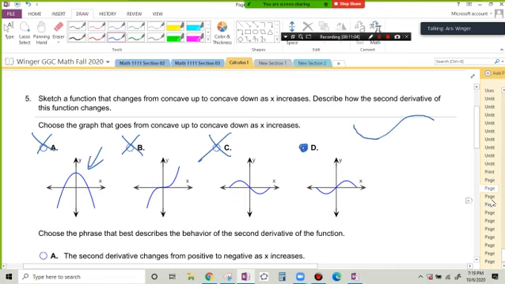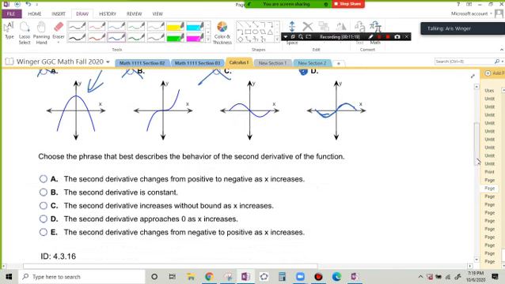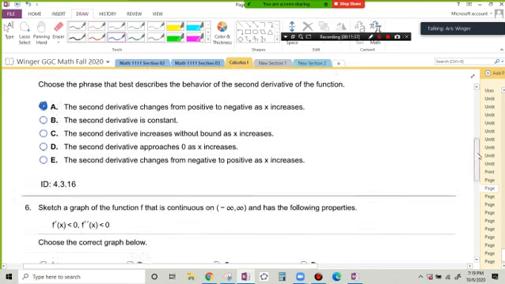Choose the phrase that best describes the behavior of the second derivative. The function starts out concave up, so that means the second derivative is positive and then turns to negative. Let's see if one of these says that. The second derivative changes from negative to positive. No, the second derivative changes from positive to negative as x increases. All conceptual, right?